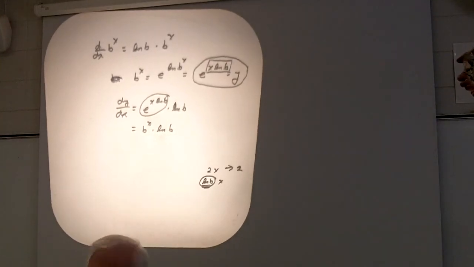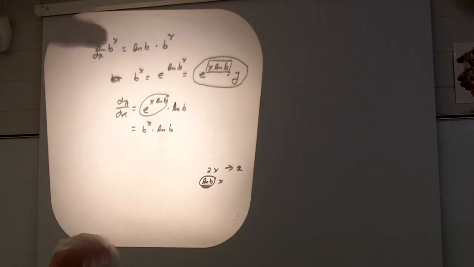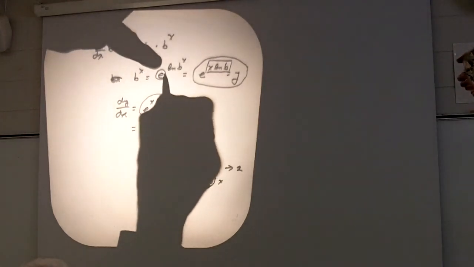Okay? Yes? Back at your first step, we said b to the x is e to the ln of b to the x. Is that just because? No, it's not because. These two are inverse operations of each other.